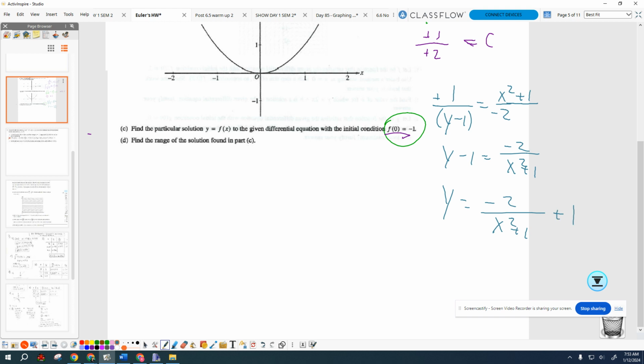And now, part C was the hard part. Part D is pre-calc. Hard pre-calc, but it's pre-calc. What is the range of this answer?